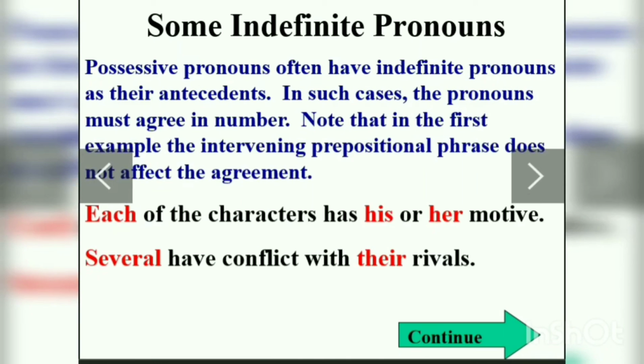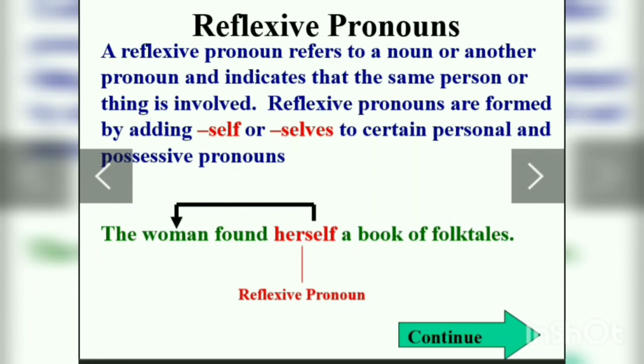Then possessive pronouns often have indefinite pronouns as their antecedents. In such cases, the pronouns must agree in number. Note that in the first example, the intervening prepositional phrase does not affect the agreement. Each of the characters has his or her motive. Several have conflict with their rivals. Then you see, the woman found herself a book of folk tales.